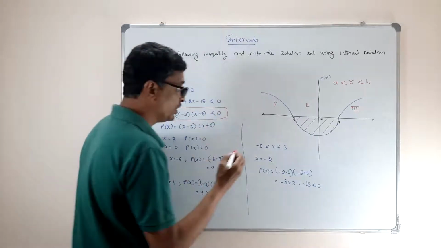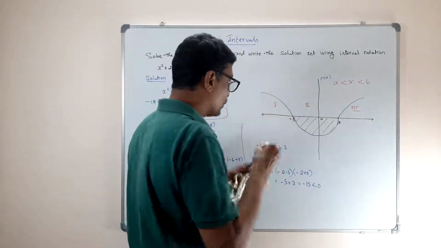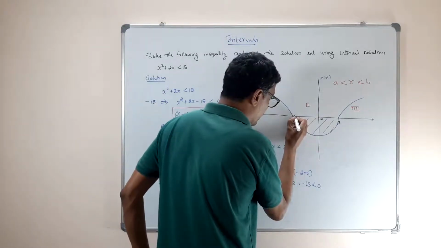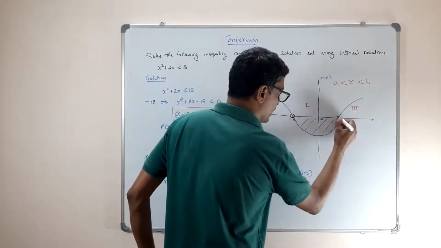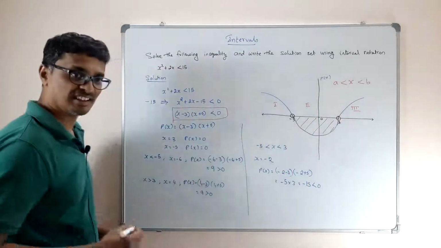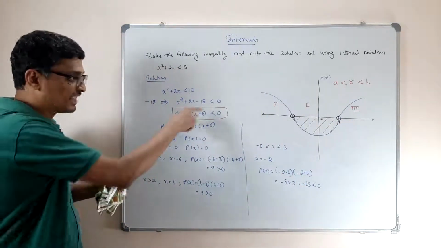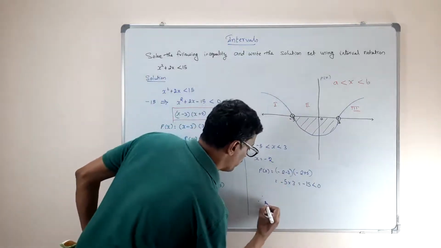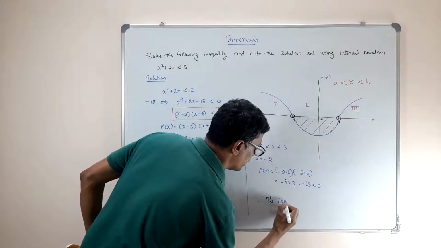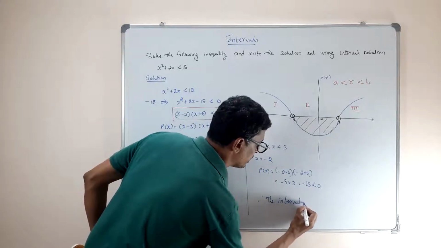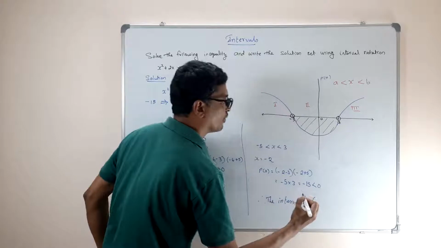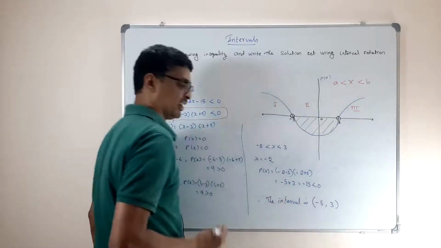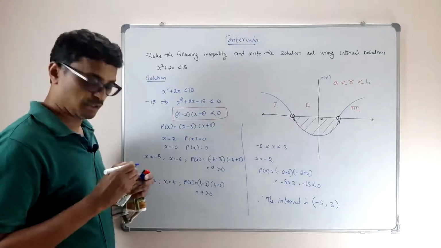And this is less than 0. So therefore, since it's less than 0, these intervals are closed or open? Oh, sorry, open. So it will be a circle. Correct? So it's not closed, because it is less than. Right? Therefore, the interval is minus 5, comma 3. Correct? This is what your answer is.